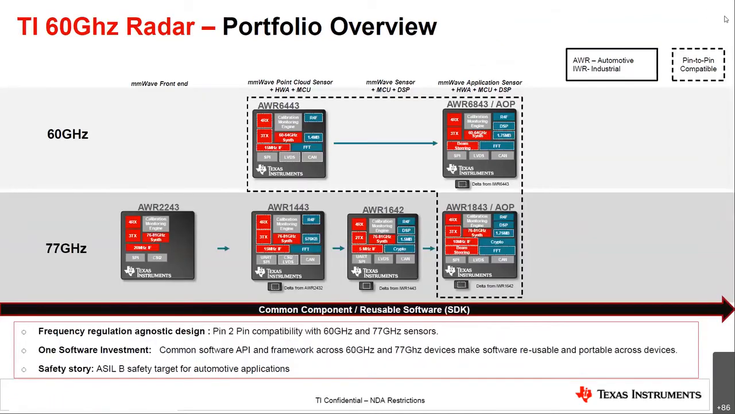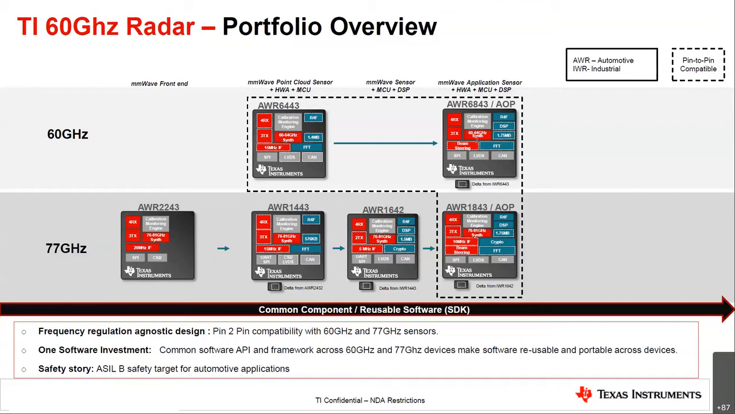Okay, so an overview of the 60 gigahertz radar portfolio. When we talk about radar, there are two different frequency bands. TI offers devices in 60 gigahertz and 77 gigahertz. Generally, the devices are pin-to-pin compatible with their equivalent counterpart in frequency. So, for example, the 1843 and the 6843 are similar in functionality. The main difference is the center frequency that they operate at.